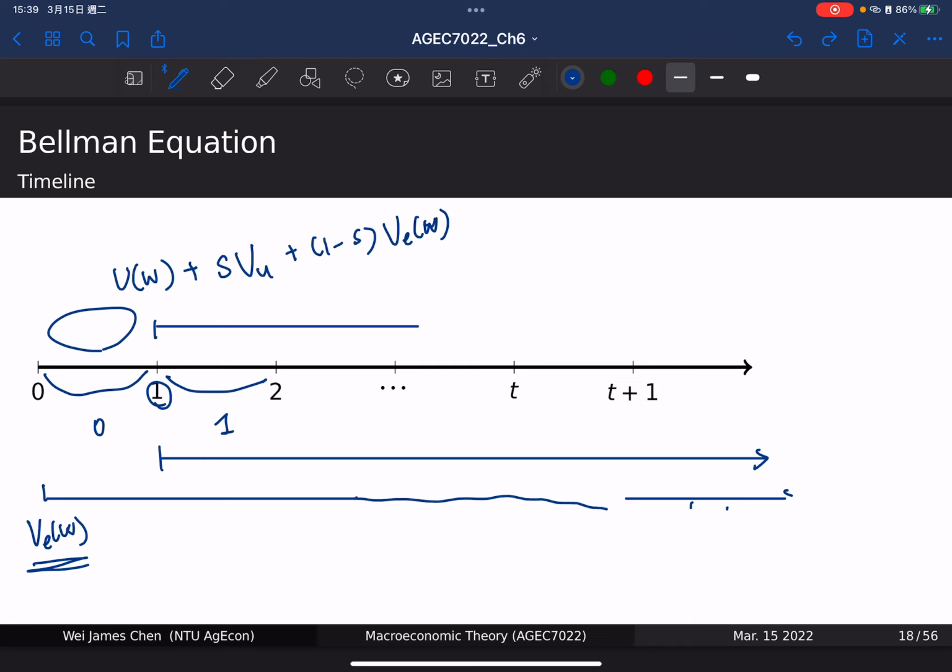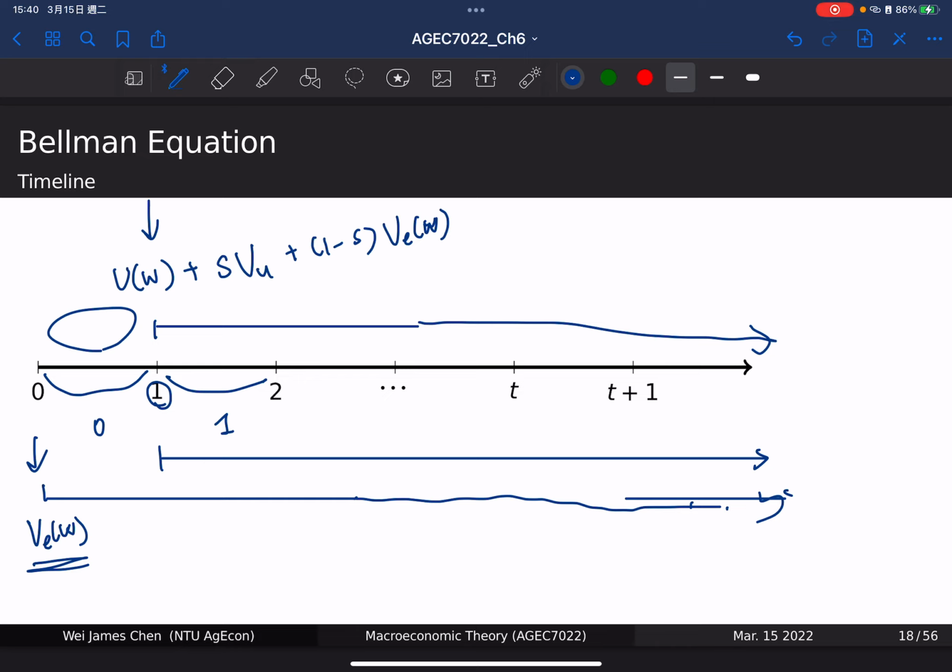Well, the trick here is the same, right? Although there's a 1 period difference, from the time point of period 0 or period 1, the common period are both infinitely many periods. Infinity plus 1 or minus 1 are still infinity. We don't distinguish them in math. That's why I still call it VE of W.